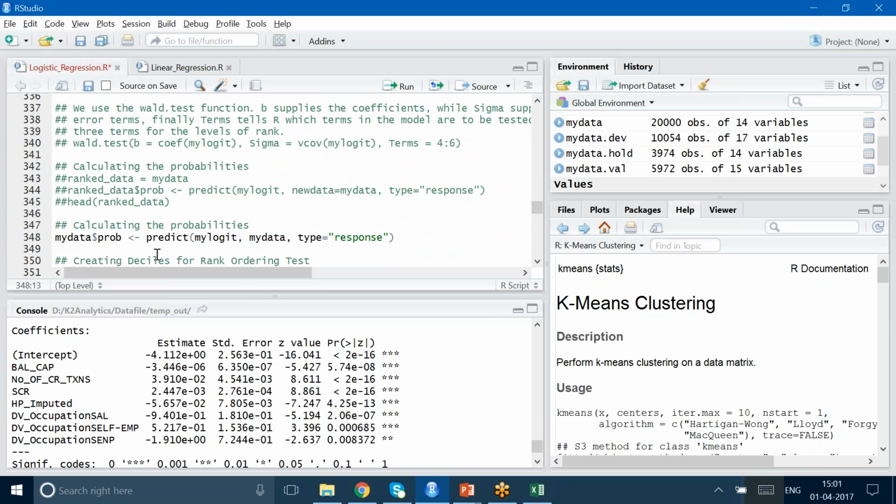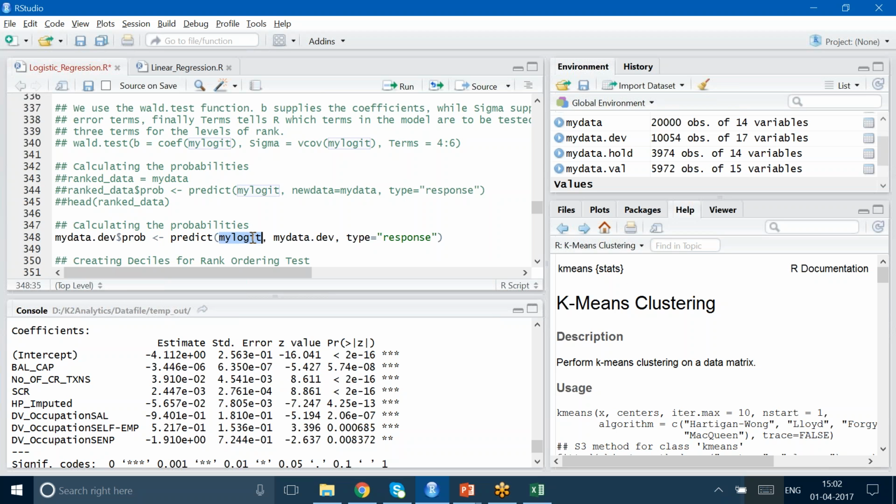To compute the probability, you have a simple function called predict. My development model is stored in MyLogit. I need to change it to dev sample. What does the predict function do? The predict function scores the given data and computes the probability for the given data.